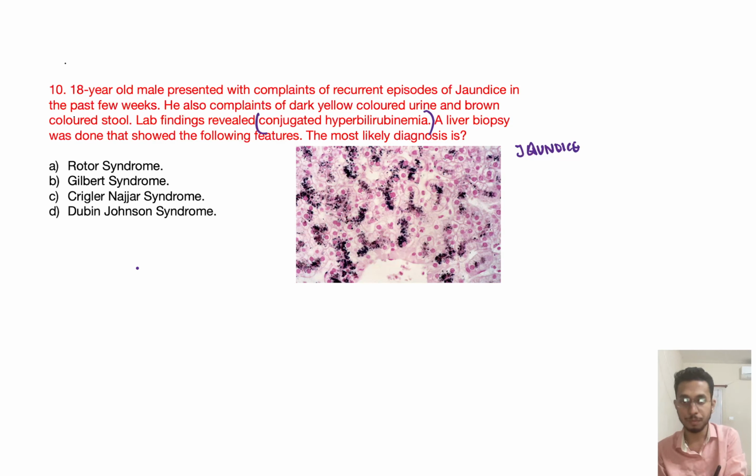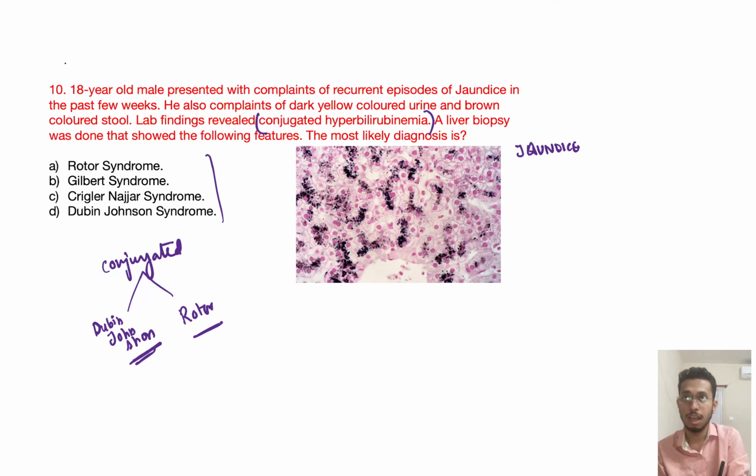Now if you look at the option, you know the conditions like conjugated hyperbilirubinemia and unconjugated hyperbilirubinemia, which is rather congenital in origin. Conjugated are two, Dubin-Johnson and Rotor, and unconjugated is Crigler-Najjar type 1, type 2, as well as the Gilbert syndrome.